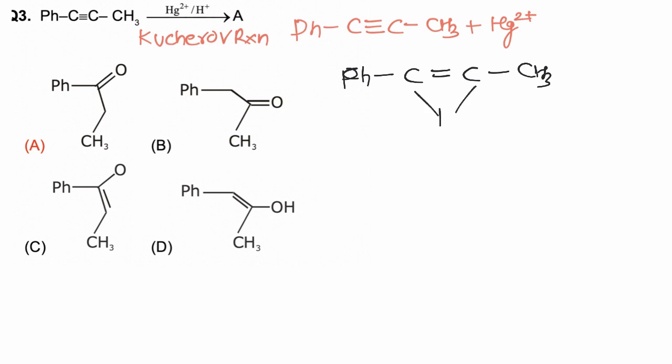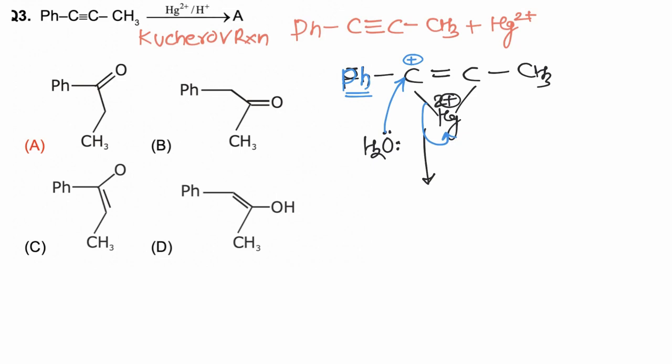Now this cyclic intermediate is formed. Now in the second step, water acts as nucleophile. Water will attack the carbon in which the positive charge is comparatively more stable. So the positive charge will be more stable at this carbon because this is stabilized by resonance of the phenyl group. So water will preferentially attack at this carbon.